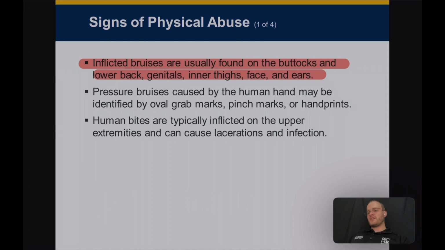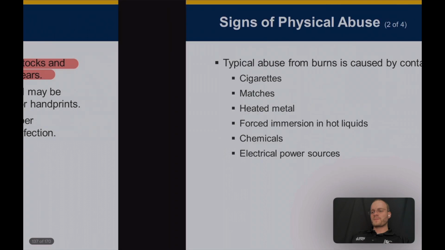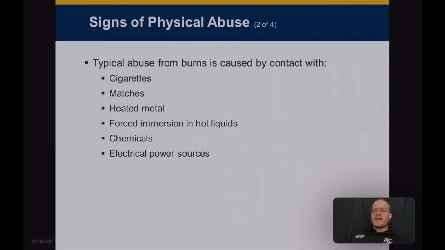Human bites are typically inflicted in the upper extremities and cause laceration and infection. That would be obvious. But yeah, I would agree. You typically don't see people getting bit in the lower extremities. That's not by humans. By dogs, yes. By humans, no. And so you could be burnt, cigarette burns, matches, heated metal, just like children, forced immersion into hot liquids, scalding burns, chemical burns, electrical power sources, just like children.